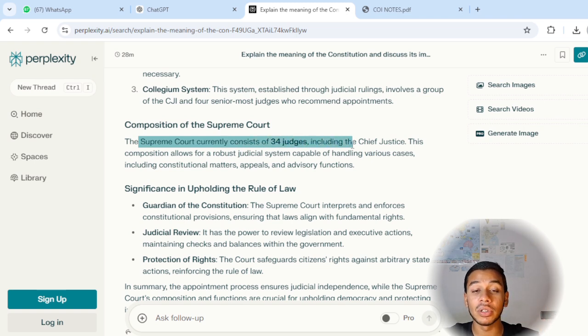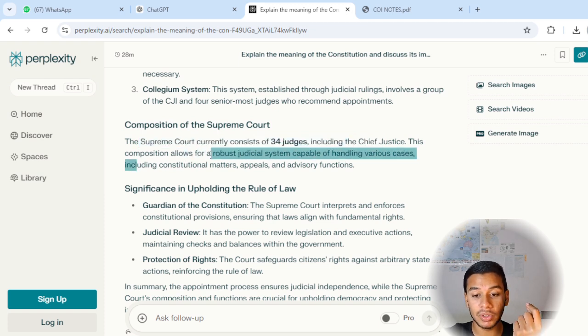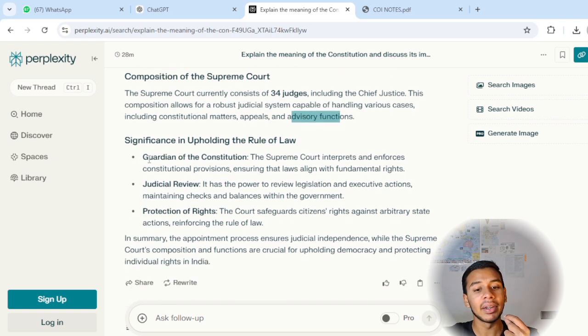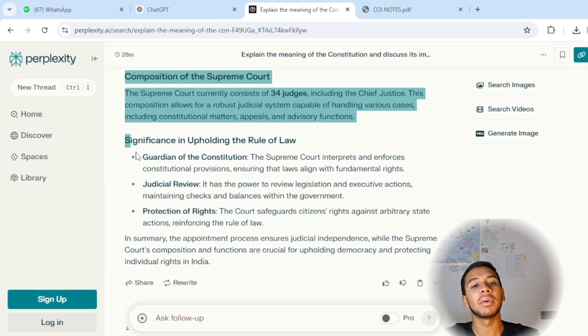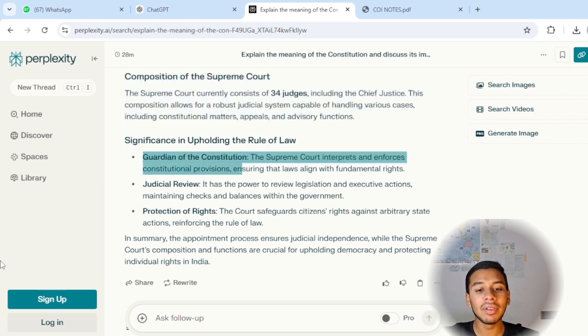Let's talk about the composition of the Supreme Court. The Supreme Court currently consists of 34 judges, including the Chief Justice. Wow, 34, it's a big number. This composition allows for a robust judicial system capable of handling various cases, including constitutional matters, appeals, and advisory functions. Significance in upholding the rule of law. What does this mean? Guardian of the Constitution.